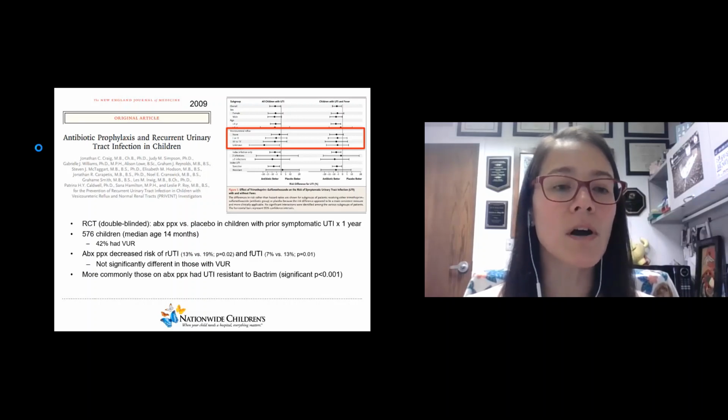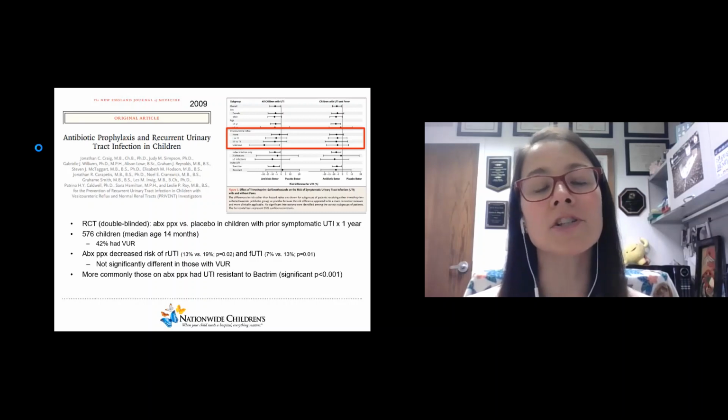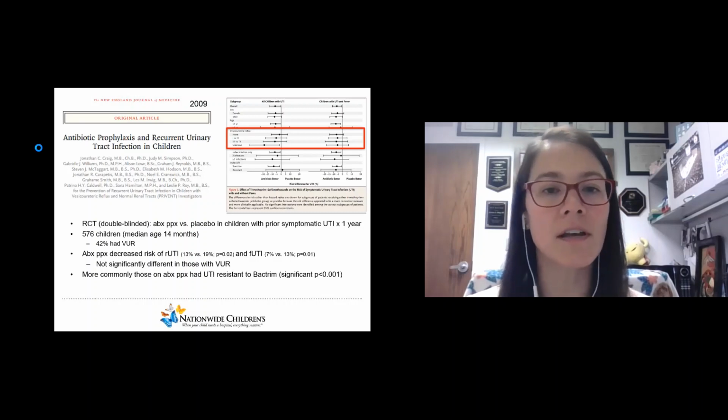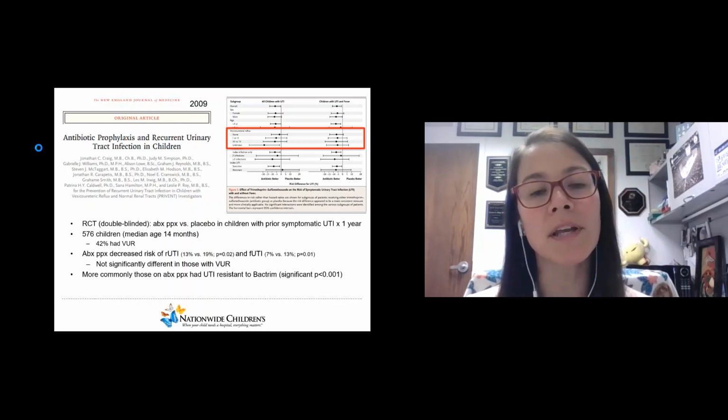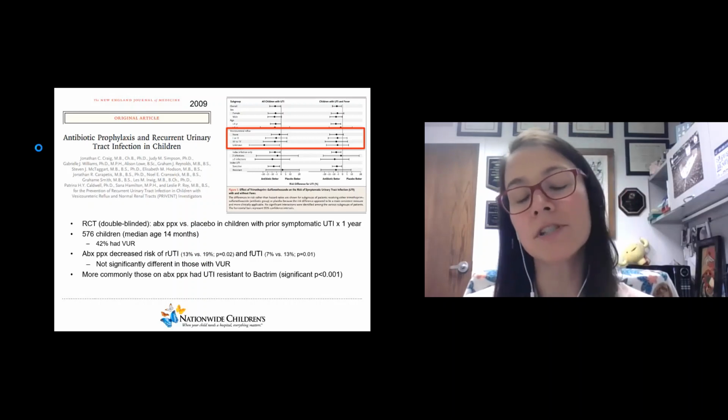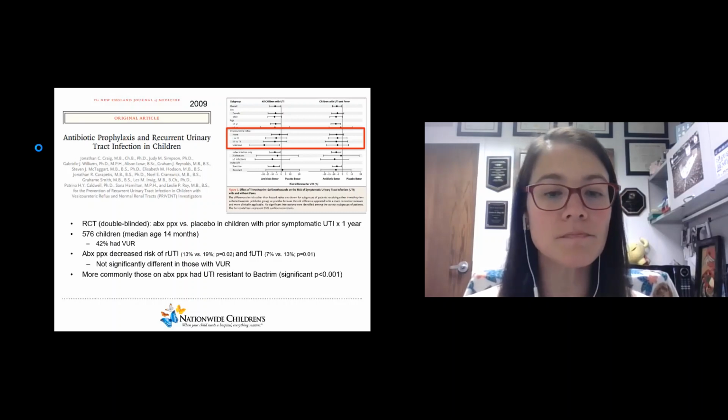And they found that overall antibiotic prophylaxis decreased the risk of recurrent urinary tract infections and febrile urinary tract infections. But when they did a subgroup analysis on just those children with reflux getting prophylaxis or not, they were not significantly different, as you can see in the plot up top. What they did find is that more commonly those on antibiotics had a UTI resistant to Bactrim.